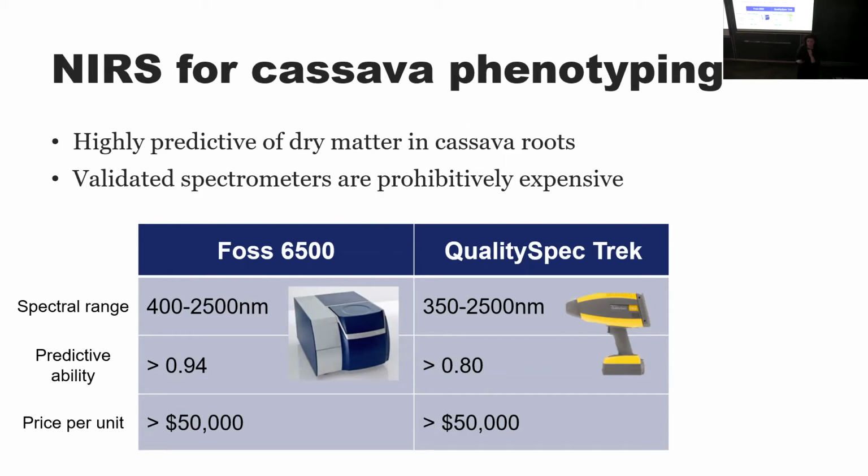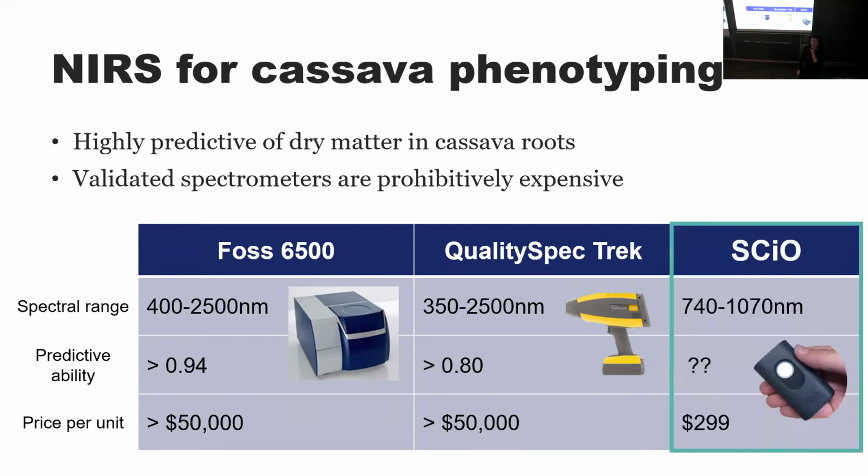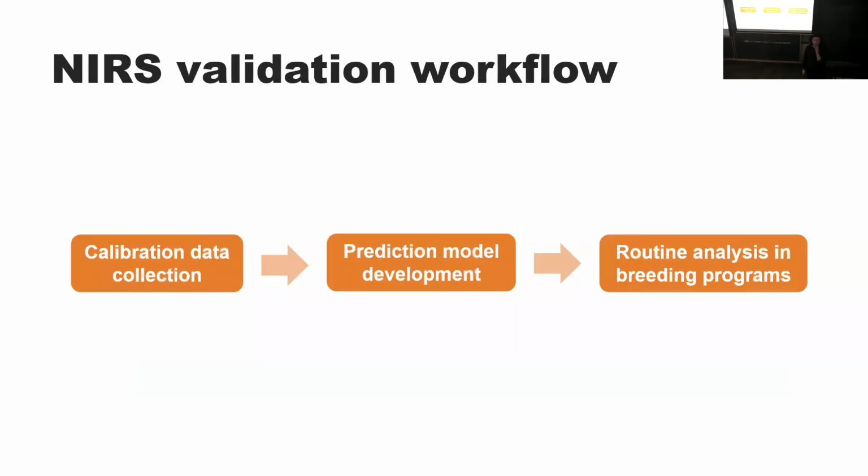You could fund extra workers, you could put extra field plots, do more trials for this amount of money. So for these reasons, we've been looking into the SCIO, which is a small handheld spectrometer that's only $300 per unit. But it does have a smaller spectral range, and this means that we need to evaluate the performance of the spectrometer before we can fully recommend it to breeding programs.